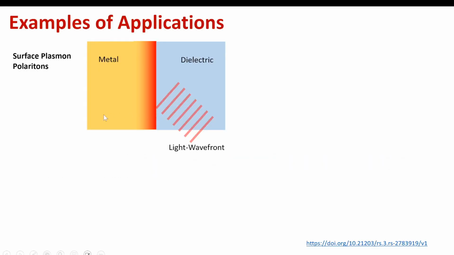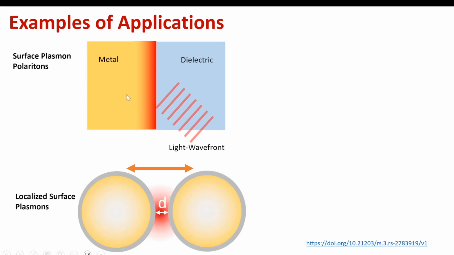So this is what happens: at an interface of a metal and dielectric, whenever light falls, there is an enhancement of the electromagnetic field. And this electromagnetic field can travel a certain distance along the interface. That is called a surface plasmon polariton.